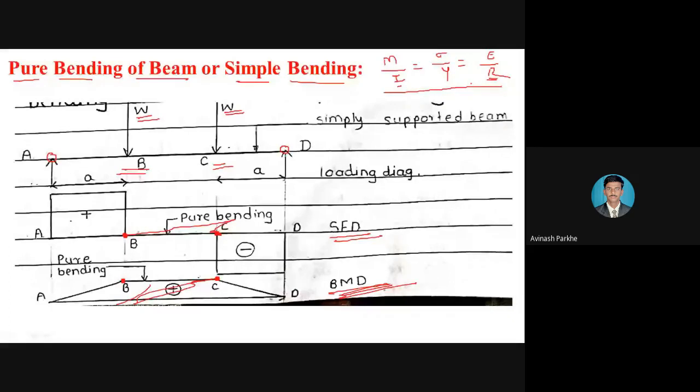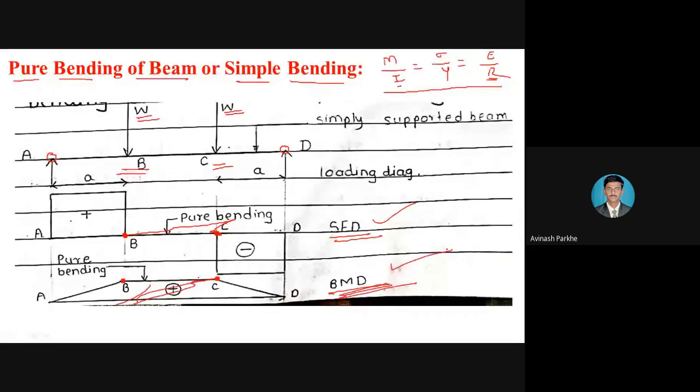And that definition we have discussed by using this particular SFD and the BMD. The portion BC is subjected to the constant bending moment in BMD, but same portion BC is subjected to the 0 shear force in case of a SFD. किंवा जिथं बेंडिंग मोमेंट मॅक्सिमम आहे त्याच 2 पॉइंटला जर शिअर फोर्स 0 येत असेल तर दॅट बीम इज सब्जेक्टेड टू द प्युअर बेंडिंग कन्सेप्ट. Okay, so this is about the basic definition of the pure bending, or that pure bending is also called as a simple bending.